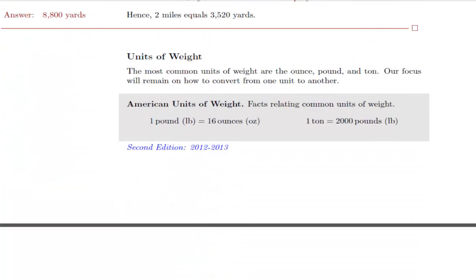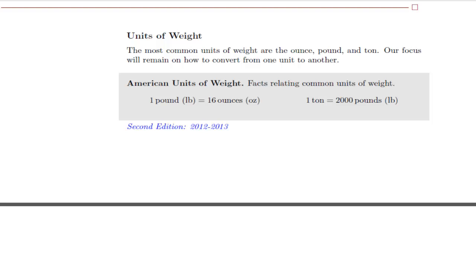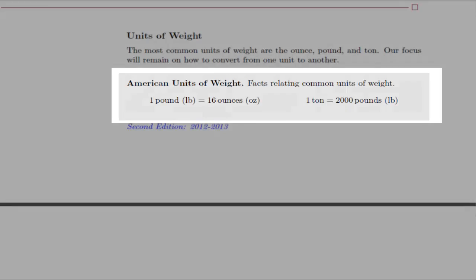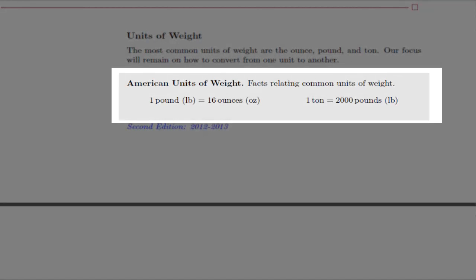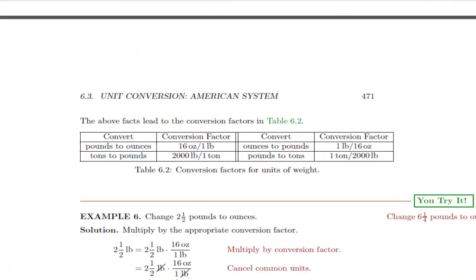Units of weight. The most common units of weight are the ounce, pound, and ton. Our focus will remain on how to convert from one unit to another. American units of weight. Facts relating common units of weight. 1 pound equals 16 ounces. 1 ton equals 2,000 pounds. The above facts lead to the conversion factors in Table 6.2.